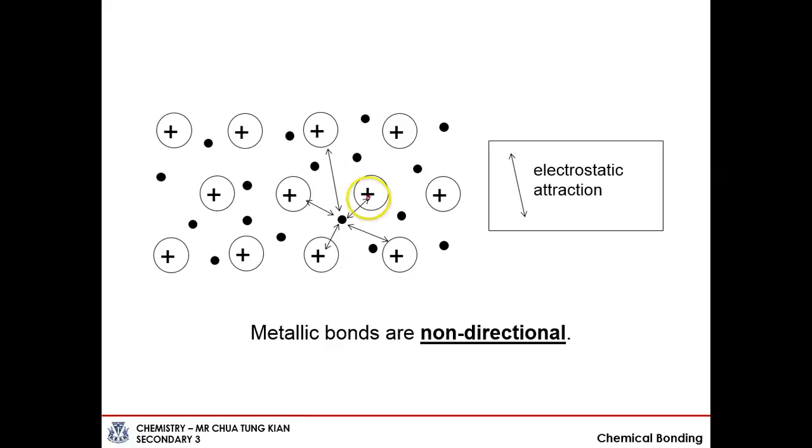And this is the attractive force between the cations and the delocalized mobile valence electrons. And because the positively charged cation can attract the surrounding region of electrons, and this electron here attracts the surrounding regions of cations, it means that the metallic bond is actually non-directional.